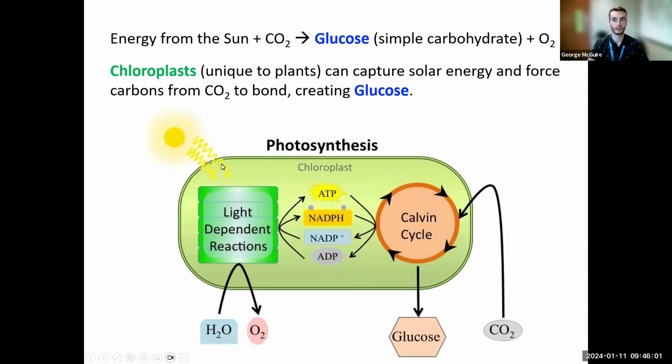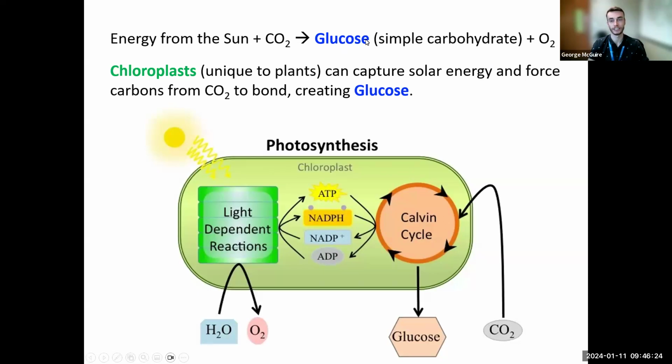Don't need to get too far into the specifics here. This is just showing the different parts of a chloroplast. You may see this again if you take a Bio 160 course. But the important piece of information here is that energy from the sun allows plants to, again, take this carbon dioxide, this inorganic carbon, and combine multiple carbons together into a simple carbohydrate called glucose.